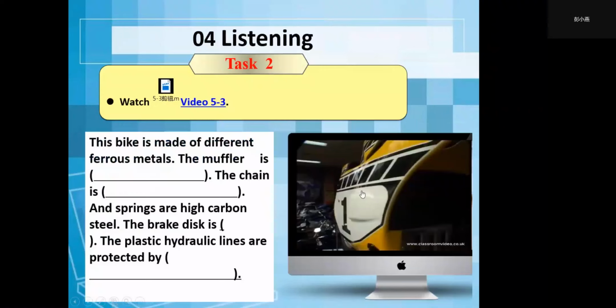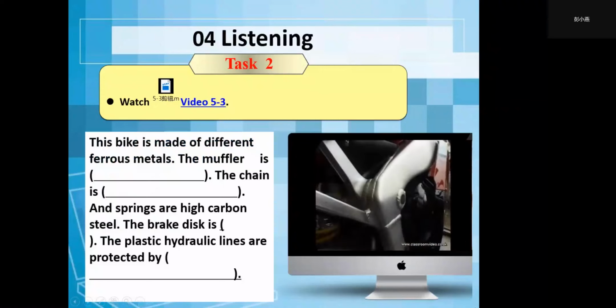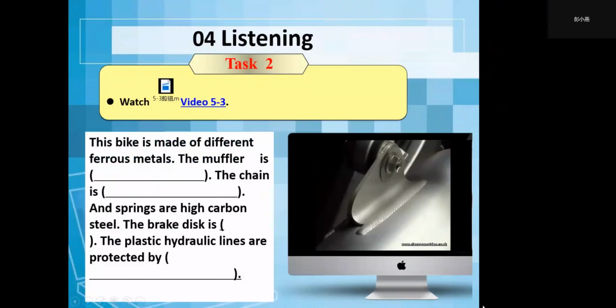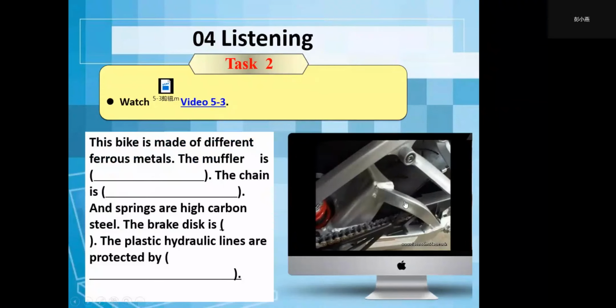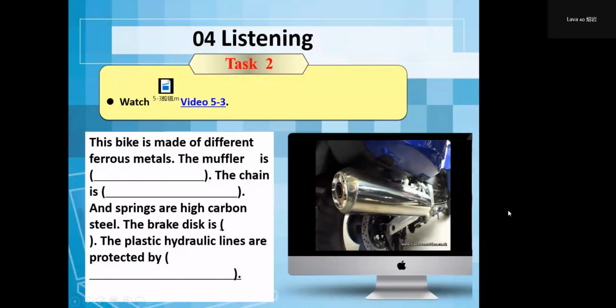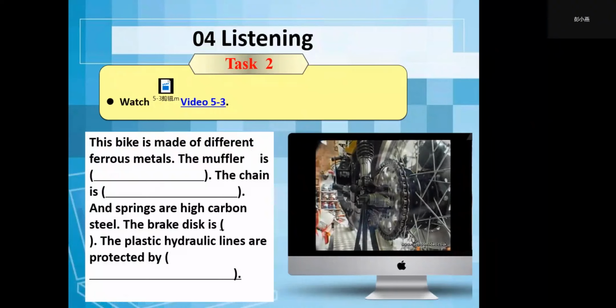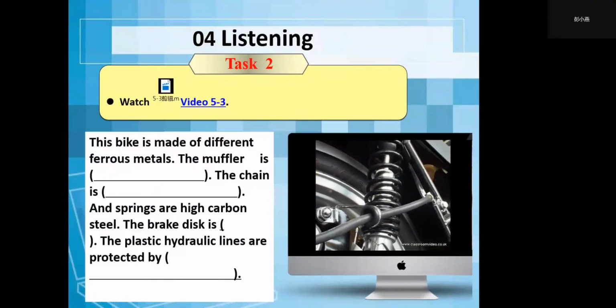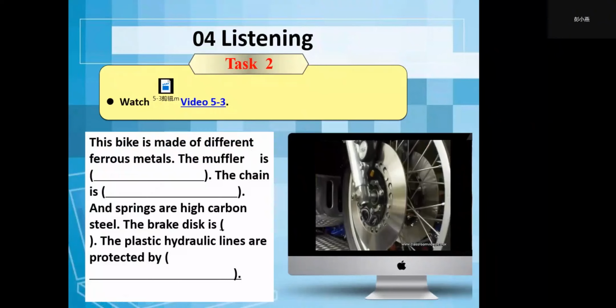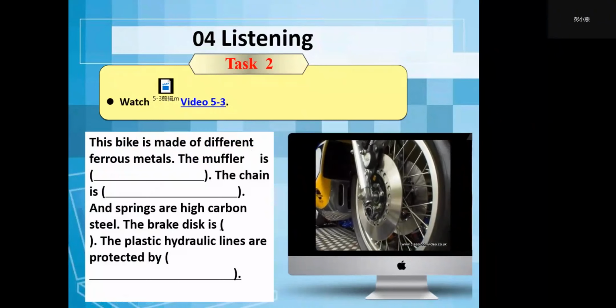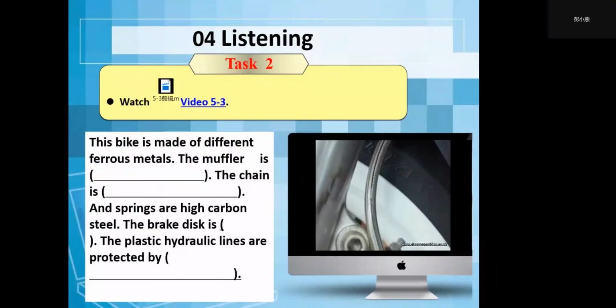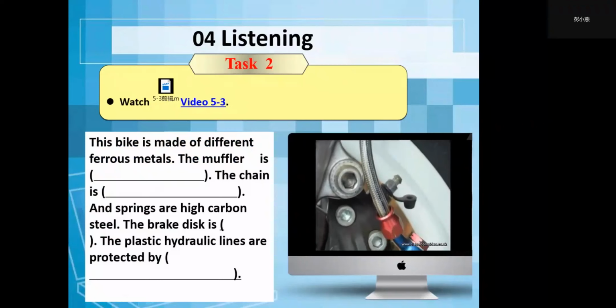Okay, let's watch a video. This bike is made of different ferrous metals. The muffler is low carbon steel. The chain is medium carbon steel. And the springs are high carbon steel. The brake disc is cast iron. The plastic hydraulic lines are protected by braided stainless steel.